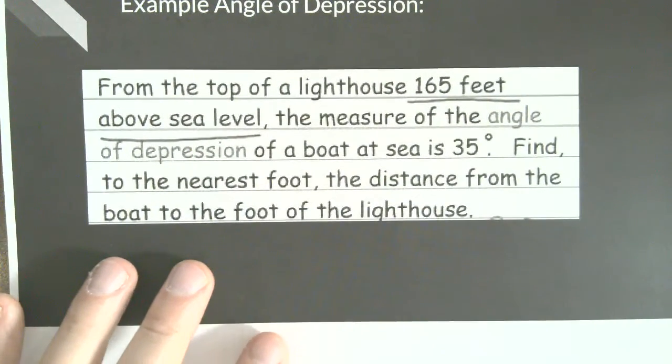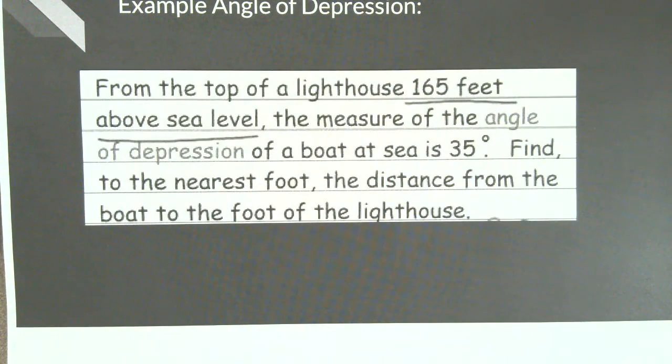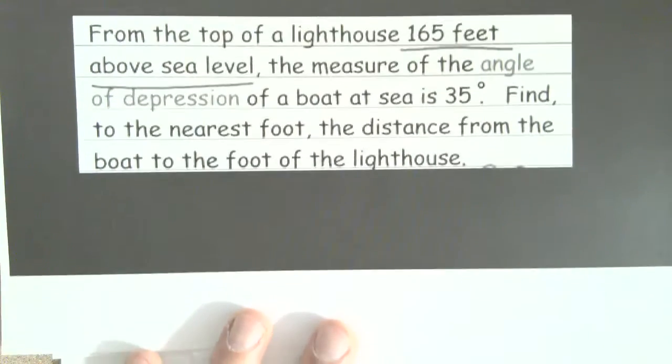Okay, so an angle of depression, here's the first one. It says from the top of a lighthouse, 165 feet above sea level, the measure of the angle of depression of a boat at sea is 35 degrees. Find to the nearest foot the distance from the boat to the foot of the lighthouse. So again, first thing we want to do is draw our picture.